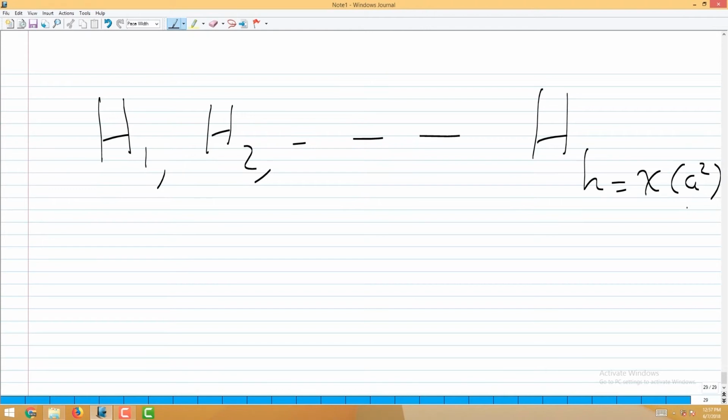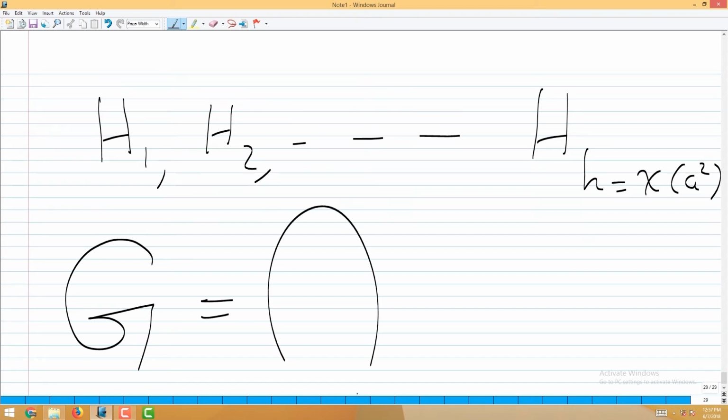So many classes. Now, my claim is that my original graph G is equal to the intersection of these graphs, Hi for i equal to 1 to H. Intersection means it is on the same set of vertices, so intersection means intersection of the edge sets. If I take the intersection of the edge sets of all these graphs, I will get back G. Do you agree with me?